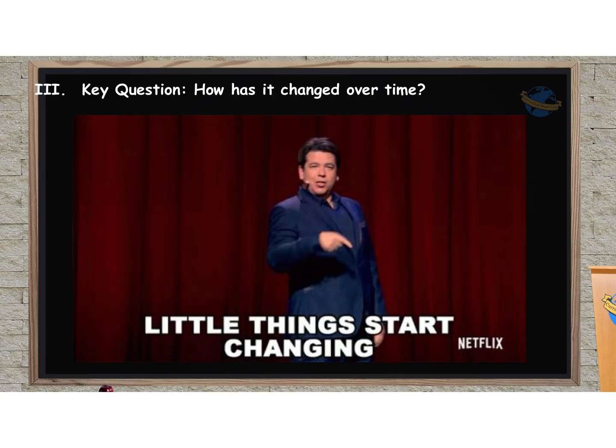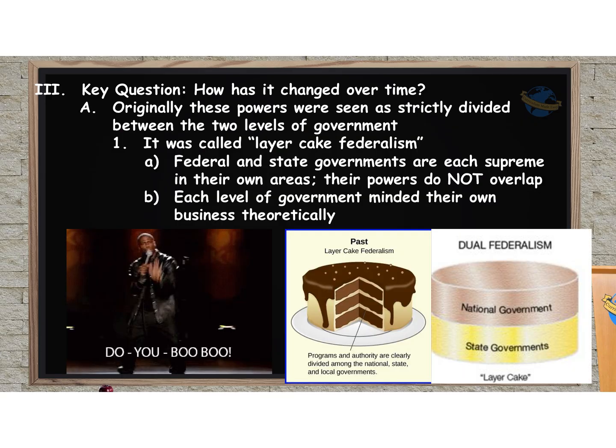Now, things have changed over time, as you may remember from a previous lesson or way back in Unit 1. Federalism hasn't always operated the exact same way. Things have evolved as times have changed and the needs of the country have changed. Originally, these powers were seen as strictly divided between two levels of government. We call this layer cake federalism. Under layer cake federalism, the federal government and the state governments are both supreme in their areas of law. That is, their powers have no overlap, like a layer of a cake.